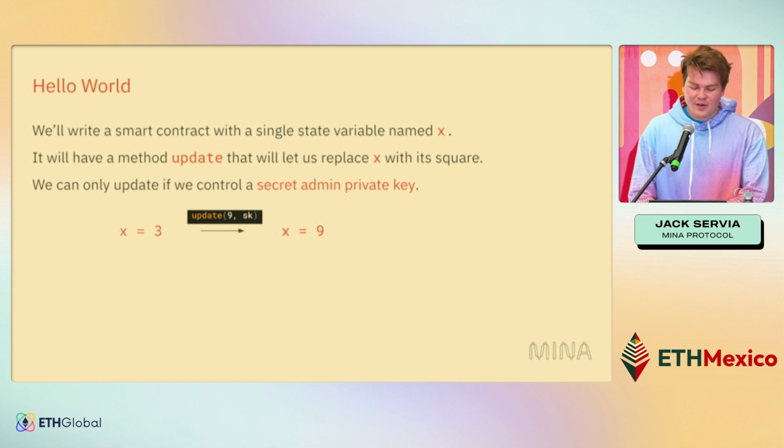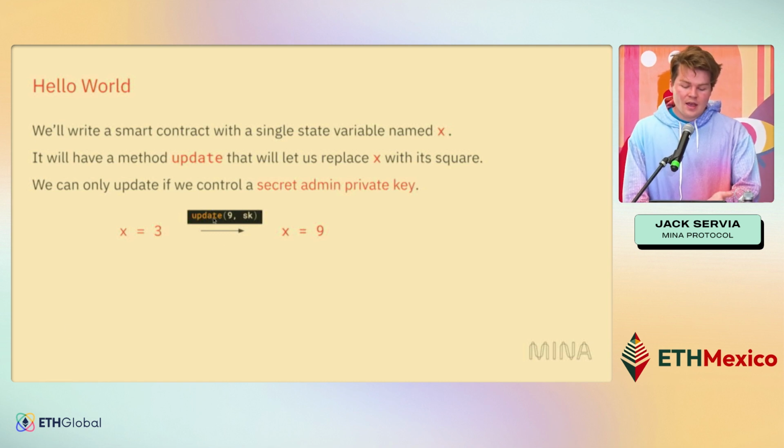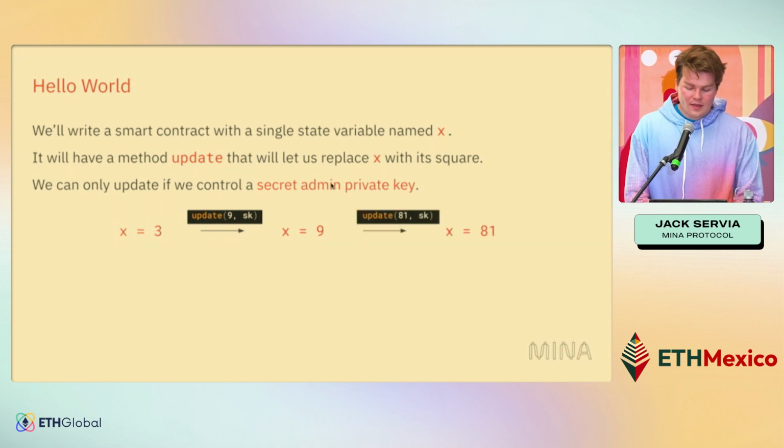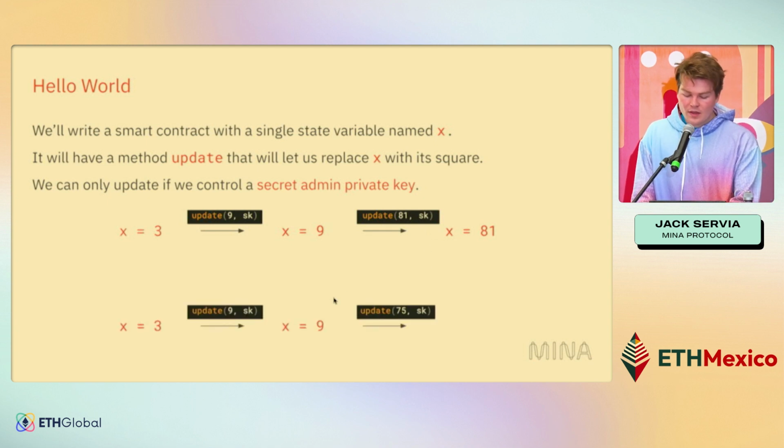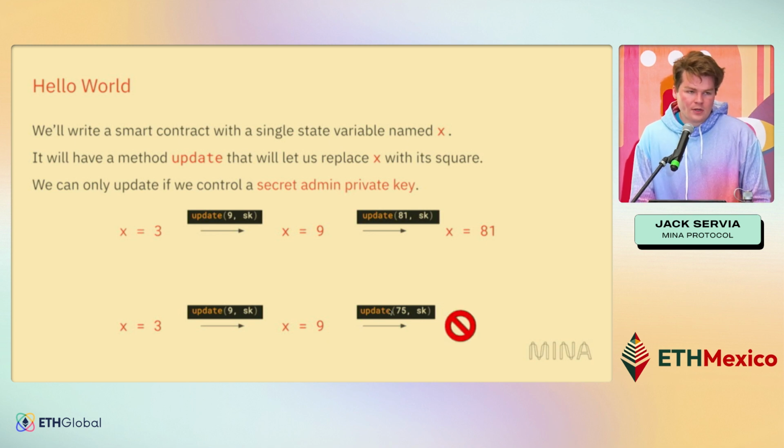So yeah, here's what we have. We have this idea of x is equal to 3. We want to be able to call update with 9 and a secret key, and as long as the secret key corresponds to the secret admin key, and as long as 9 is the square of 3, then we'll be able to update. And then we can call the same thing again with 81, and we'll be able to update again because 81 is the square of 9. But if, when x is equal to 9, we call update with 75, it will simply fail. We won't be able to generate a valid proof because 75 is not the square of 9.